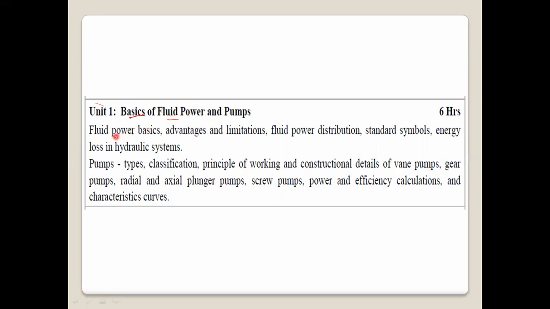In this chapter, we will study the fluid power basics: the hydraulic system and pneumatic system, their components, then advantages and limitations. Then we will study fluid power distribution, that is how the fluid is distributed through the pipes and tubes, and here some laws will be there. You have studied those in fluid mechanics, that is minor losses and major losses. Then Reynolds number, all this will come in fluid power distribution.